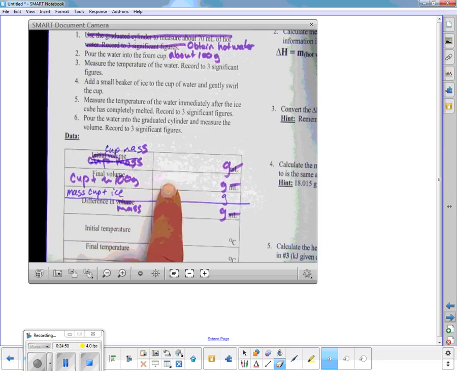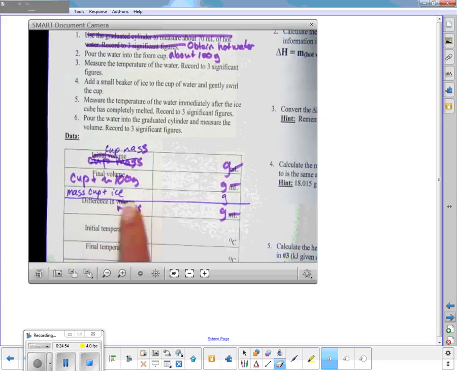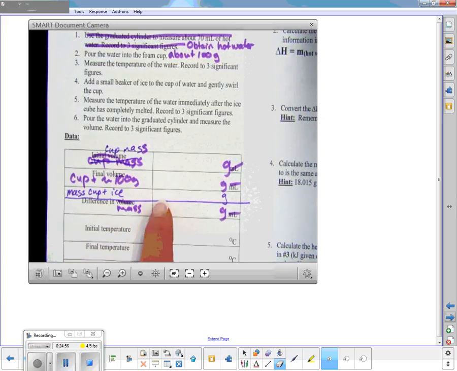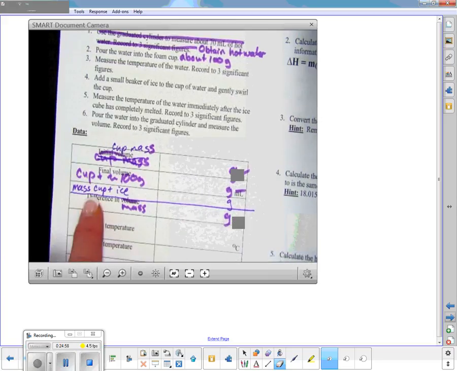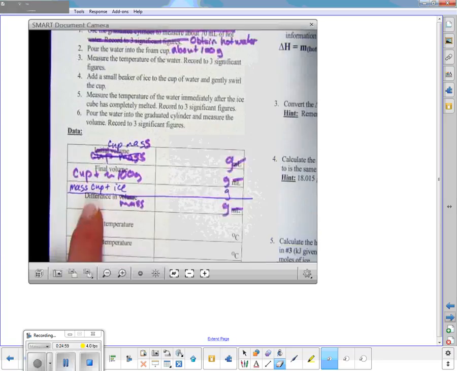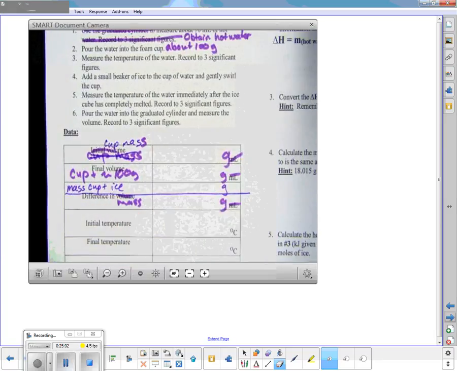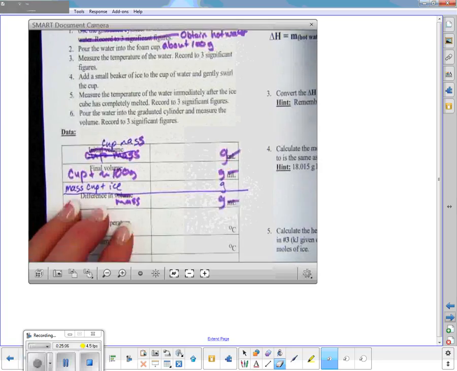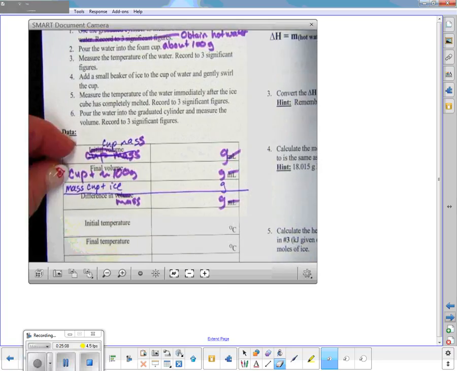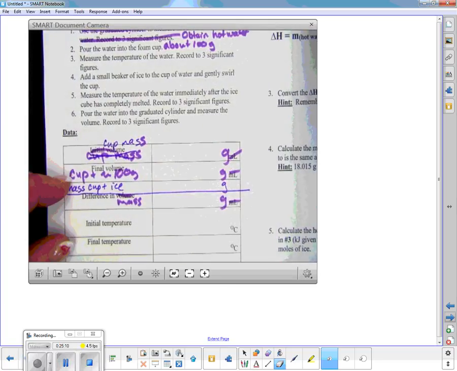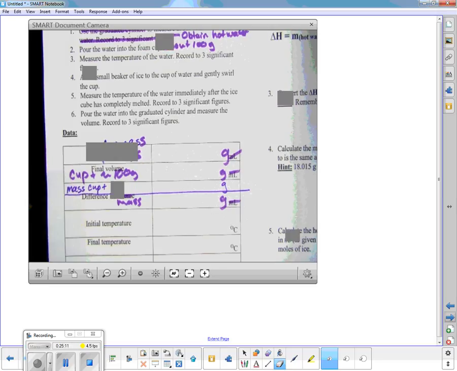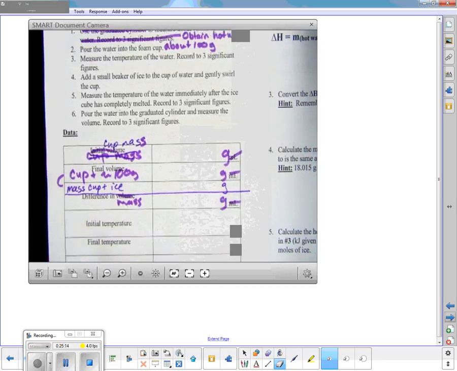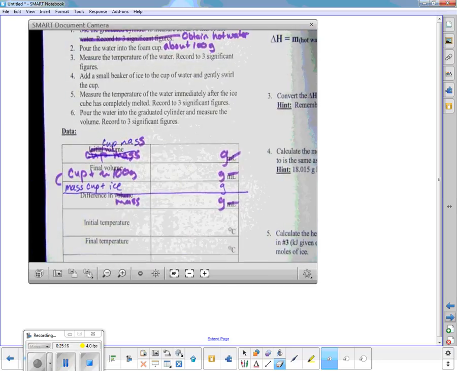Then after the whole experiment's done, before you dump this cup out, you're going to get the mass of the cup, water, and the ice that was melted. So this is after. So I'm going to split that line right there. And then this would be, you're going to have to get two differences. One is just the mass of the water, which is going to be about 100. And the other one is going to be these two right here subtracted from each other. So you can get the mass of the ice, because you're going to need that.